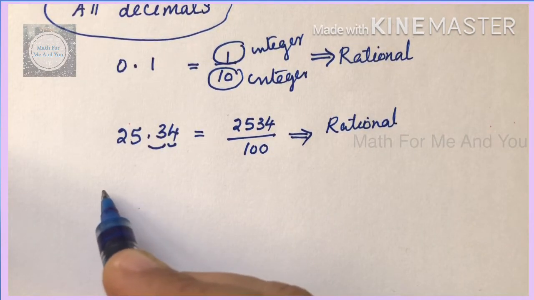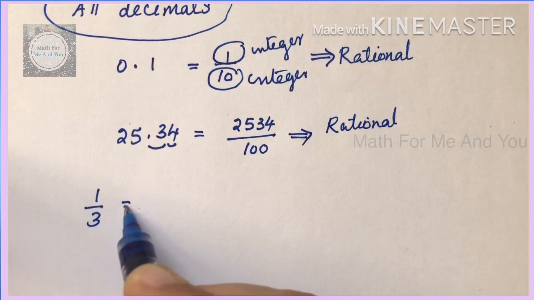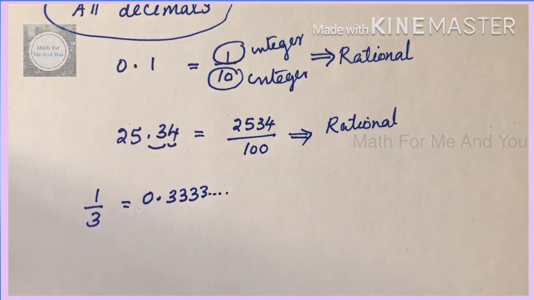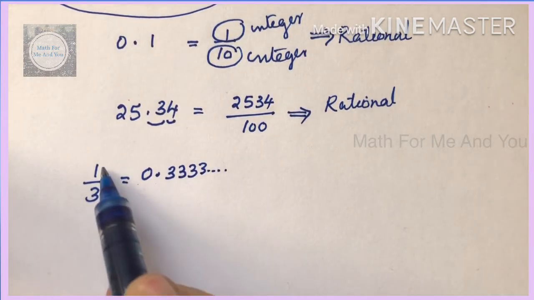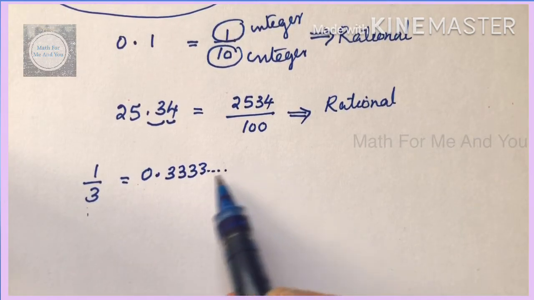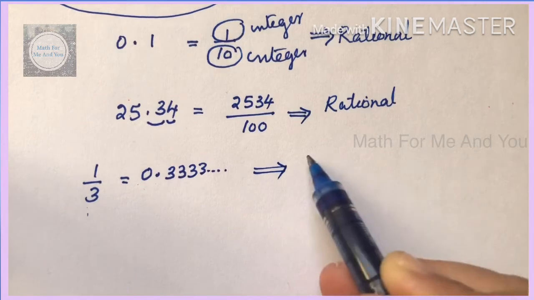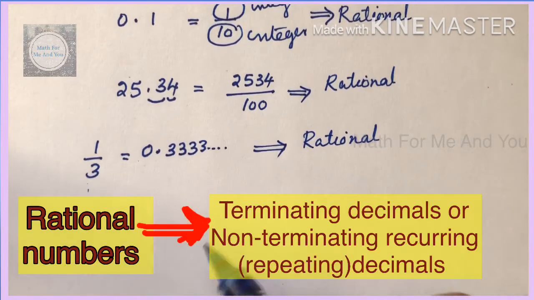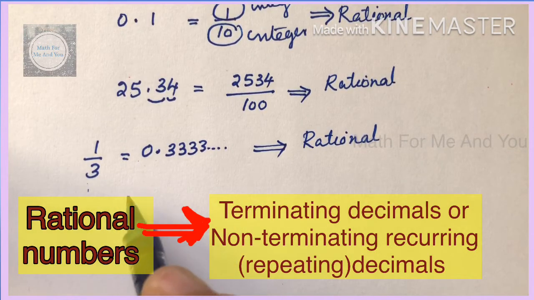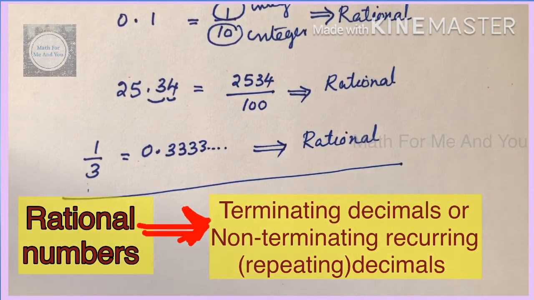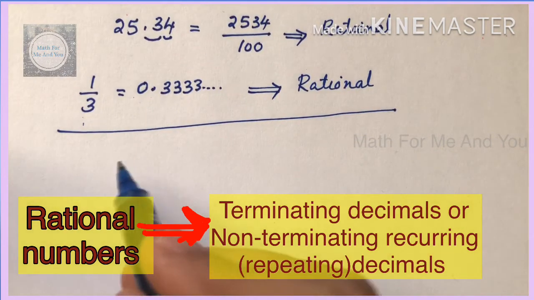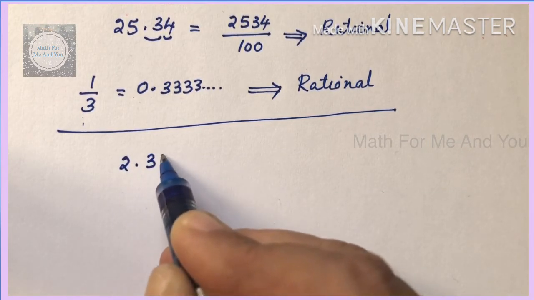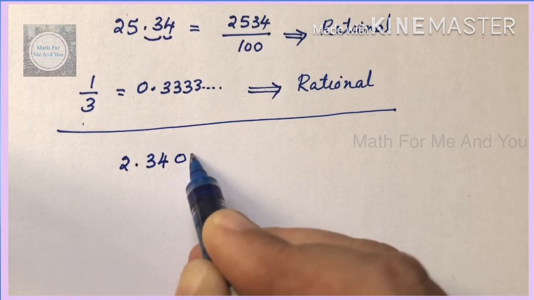Next we consider the number 1. When we divide by 3, we get the decimal form 0.3333, and it is a non-terminating decimal but repeating. And see, reading it back, it is equal to 1 by 3. That means this decimal we can write as p by q. So this is a rational number. From the above examples, we understand that decimals which are terminating, or non-terminating and repeating, are rational numbers.